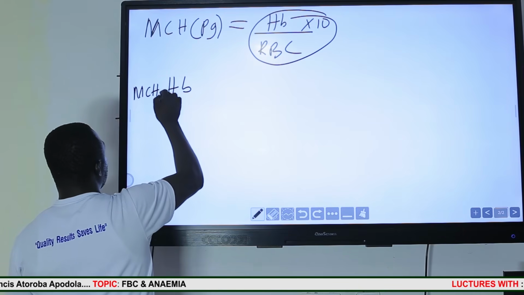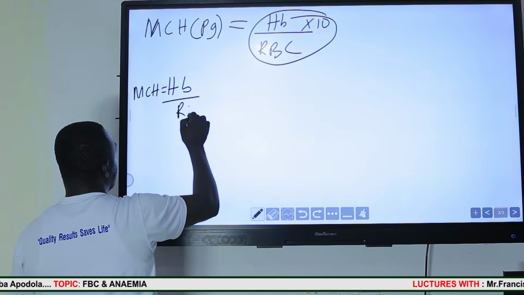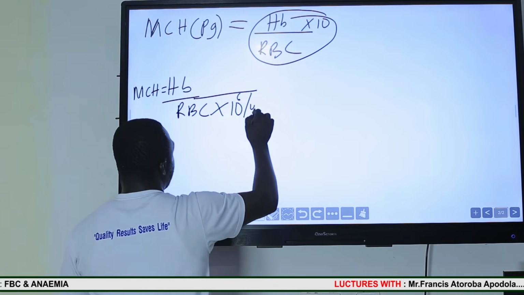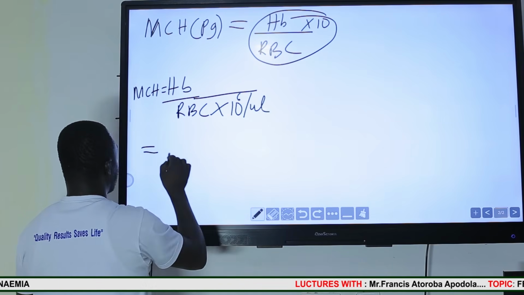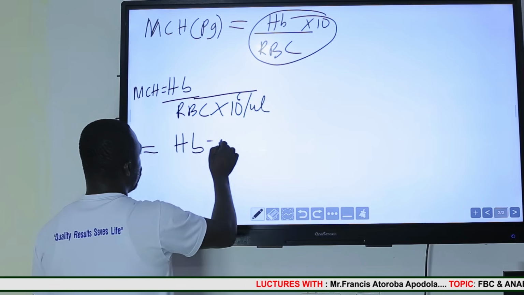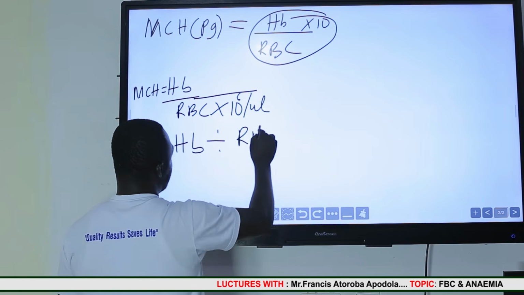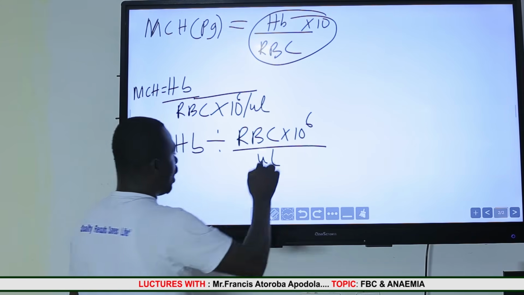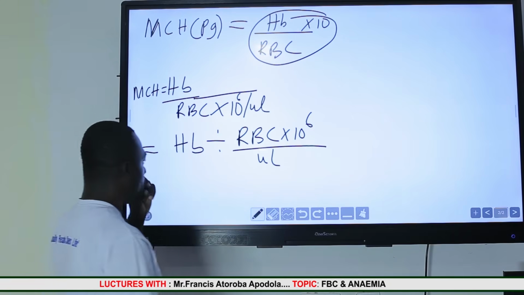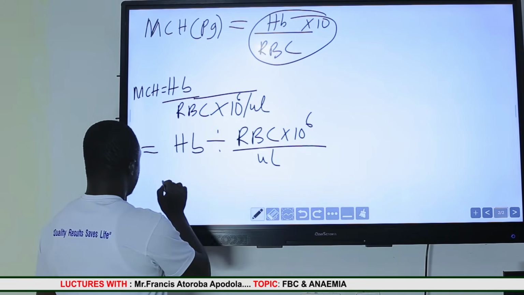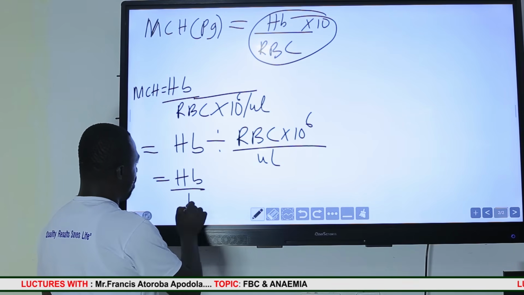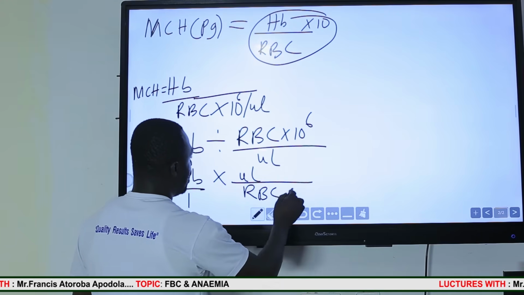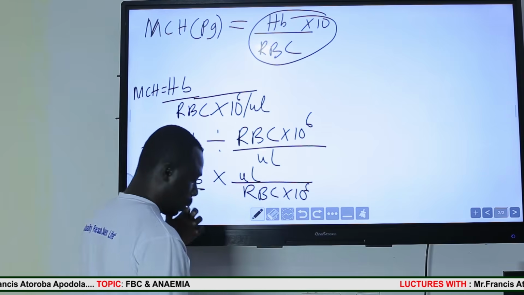MCH is equal to HB divided by what? RBC. The RBC value is times 10 to the power 6 per microliter. So this means that HB will be divided by RBC times 10 to the power 6 per microliter. Are we here? Then this will give us HB, every number is over 1 times microliter, divided by RBC times 10 to the power 6.